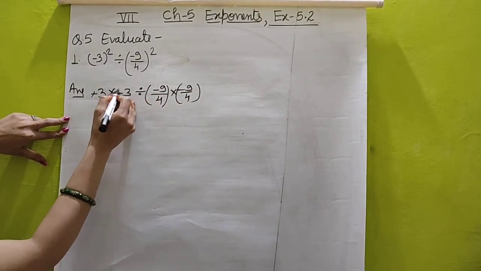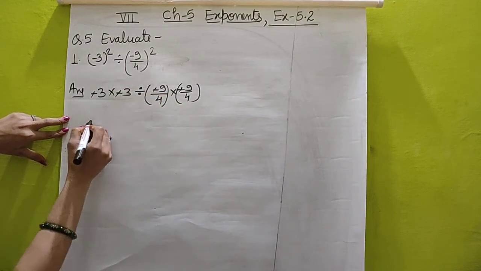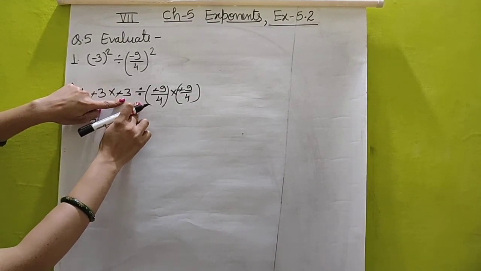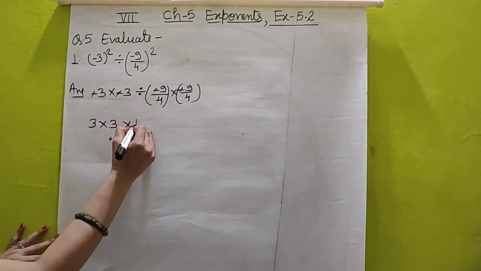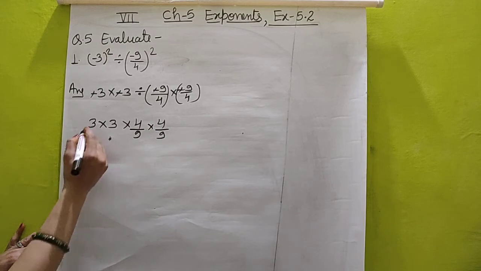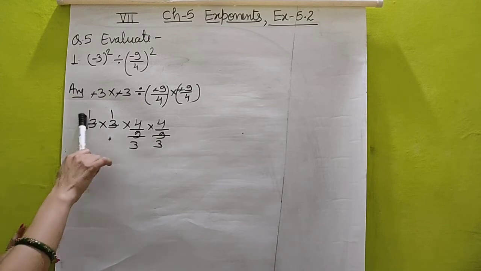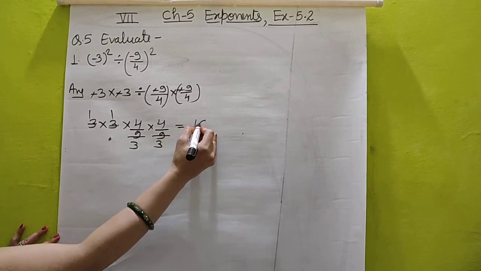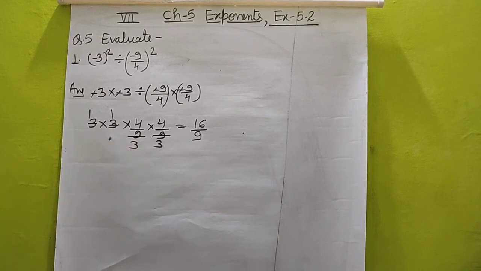Now students, this minus we can cut with the minus. Okay students, this minus also we can cut with the minus. Now 3 multiplied by 3. This division sign I can convert into a multiplication sign and I will do the reciprocal of 9/4. It will be 4/9 and again 4/9. Okay students, now 3 ones are 3, 3 threes are 9, 3 ones are 3, 3 threes are 9. Now 1 multiplied by 1 is 1, 1 multiplied by 4 is 4, 4 multiplied by 4 will be 16, and 3 multiplied by 3 will be 9. So 16/9 is your final answer, students.